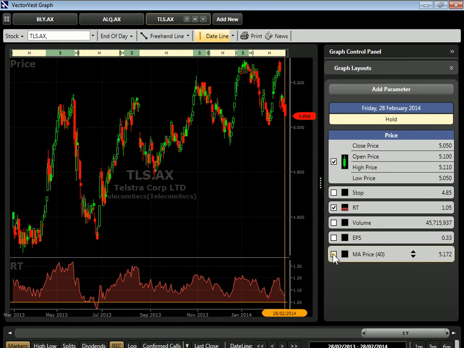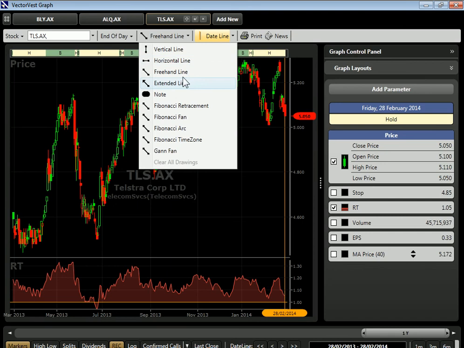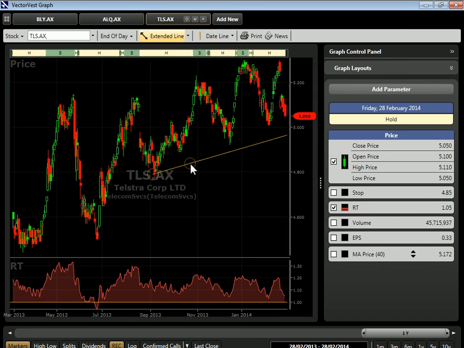So I'd take off the MA, come right up to our drawing features, and here I would use what's called the extended line. When I click on extended line, I can connect a series of lows. And now the nice thing is, as data comes in, as I come back to this stock chart next week, this line will still be extending out, incorporating the latest data. Whereas if I just drew a normal line, it would only connect up through the 2 points that I select.